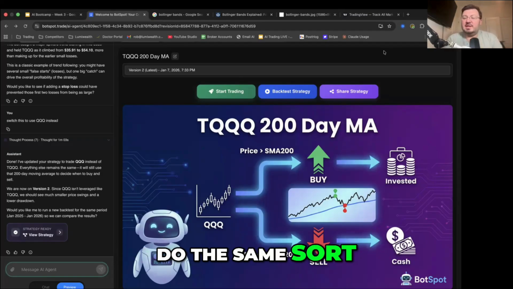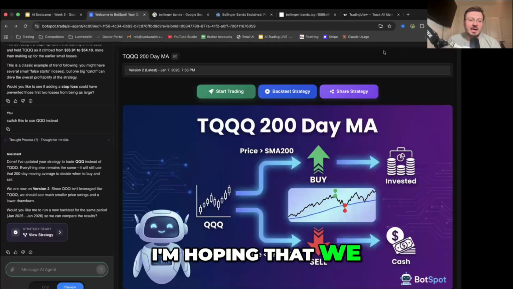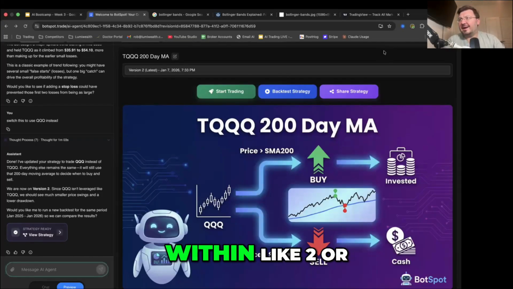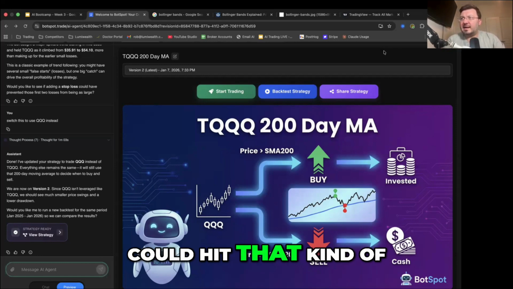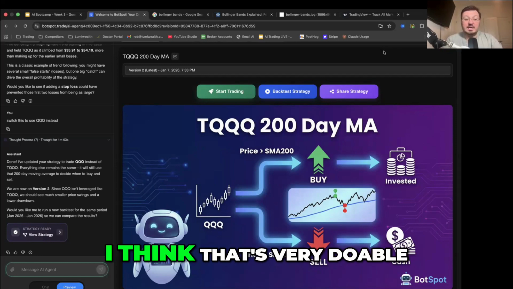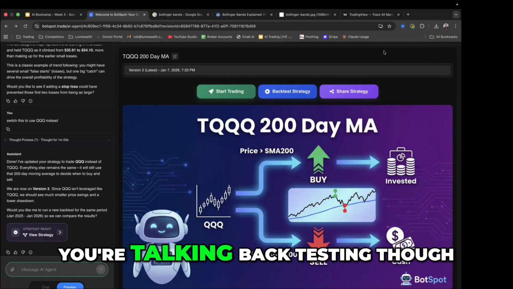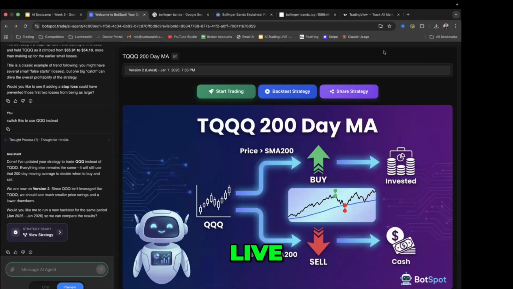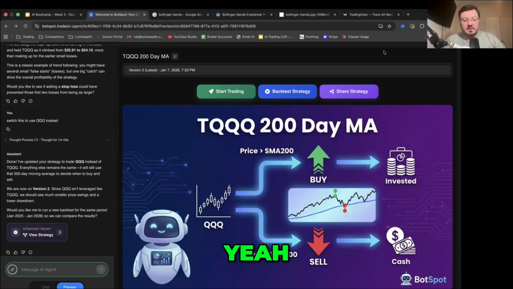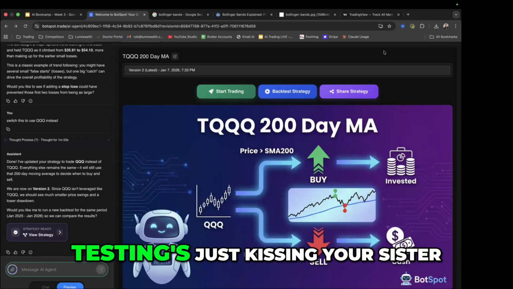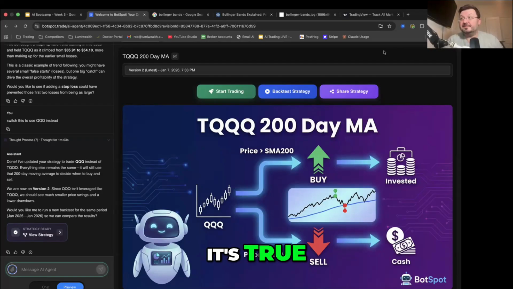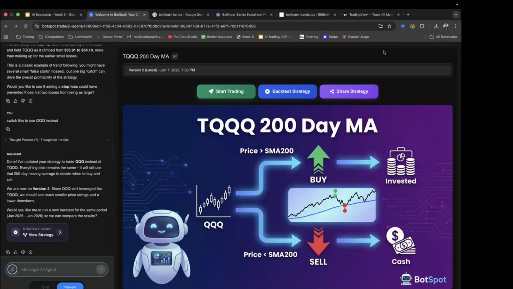We're going to do the same sort of thing with optimizing for speed when we do that as well. I'm hoping that we can get a futures strategy backtesting a year within like 2 or 3 minutes. I think that's very doable. You're talking backtesting though. That's not simulating it or running it live, right? Correct. It's backtesting. Backtesting is not the real thing. It's running it that makes the money, right? Yeah, it's true.